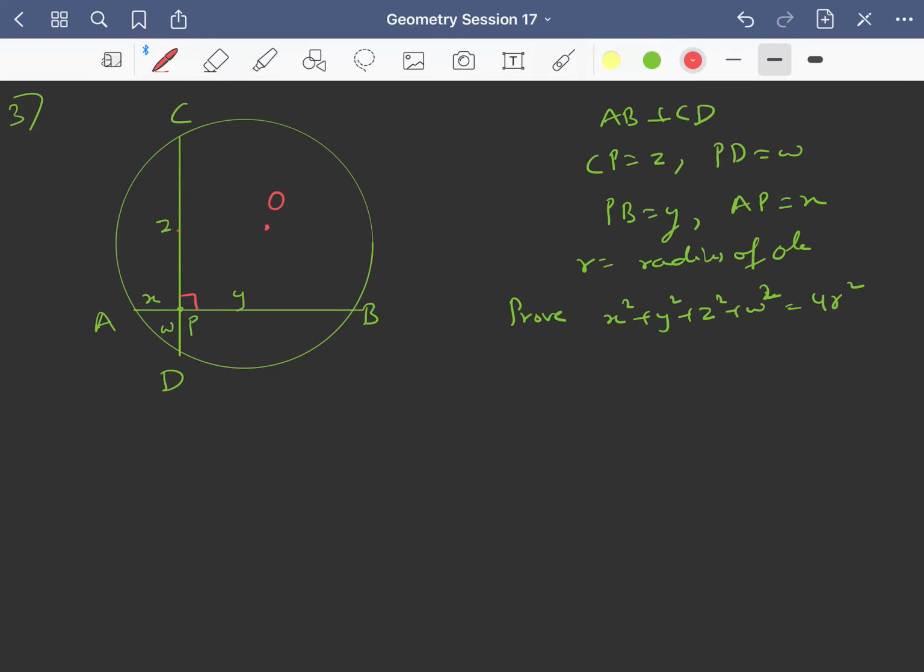Okay, so first hint, draw perpendiculars from O to the sides AB and CD. So let us say this is K and this is L. Okay, so draw perpendiculars OK perpendicular to AB and OL perpendicular to CD. Yes, this is the first hint. So pause the video again and try this problem again.